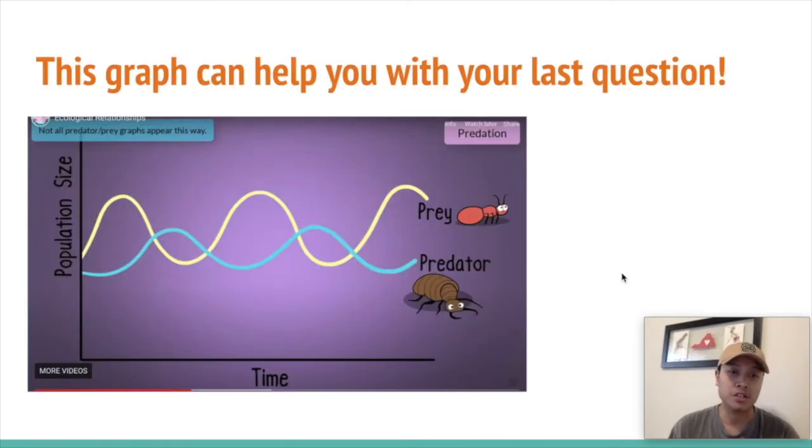This population size and time graph depicts what happens to the amount of predator population and the amount of prey population in regards to their relationship with each other. Now, keep note of this disclaimer that the Amoeba Sisters have up there. Not all predator and prey graphs look like this, but to help explain what goes on between the numbers of prey and predator, this actually helps out a lot. So look at this when you're looking at your last question for your chart.